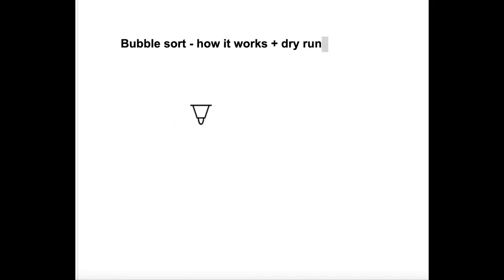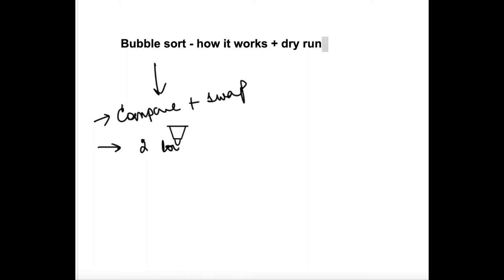So in this, we are going to see what exactly the bubble sort algorithm does, what is the internal working of that algorithm, and then we are going to do a dry run on one of the inputs. Bubble sort has a philosophy that it does two things. It compares the elements plus it does a swapping. So this is the philosophy of bubble sort. Another thing to note is that there will be two loops used in bubble sort, hence the time complexity is order of n square.